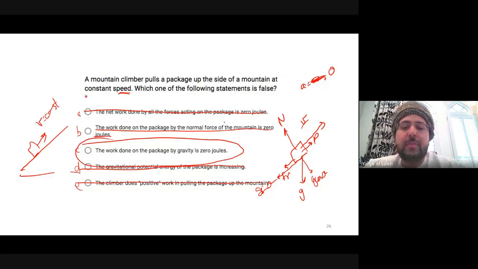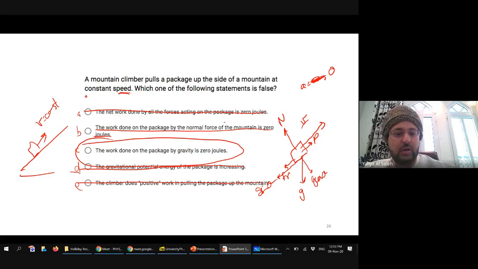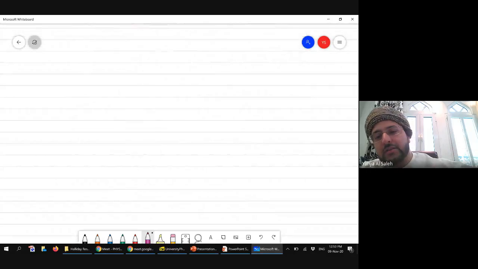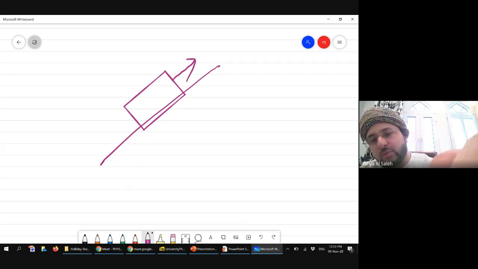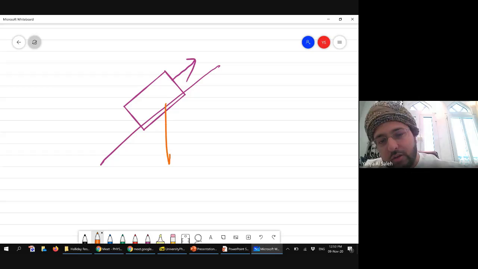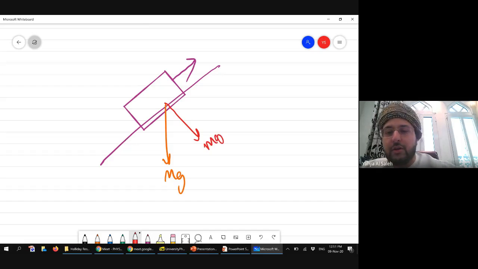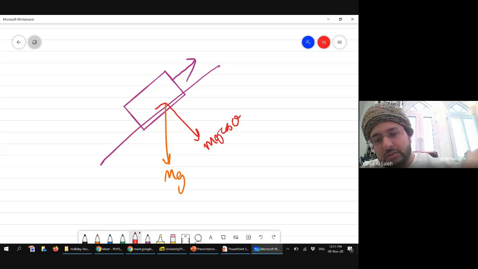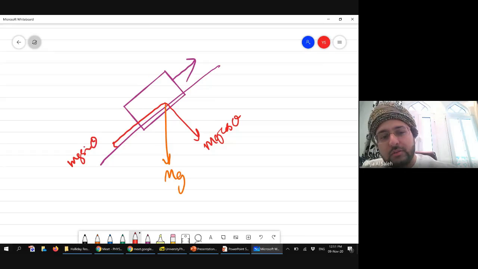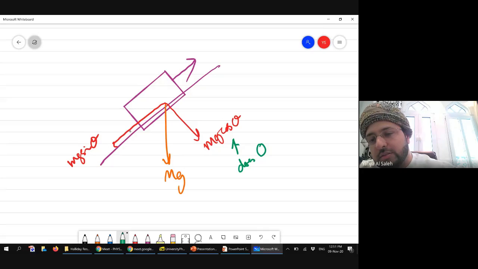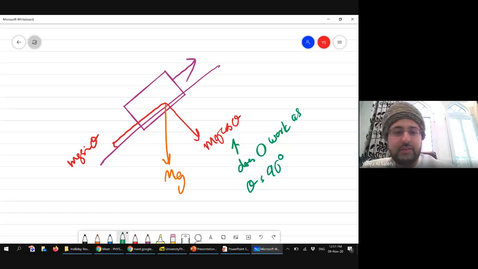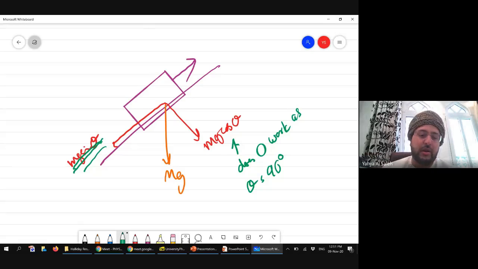The work done on the package by gravity is 0 joules. Why? Because if this is our box and it's moving in this direction, gravity is in this direction. So you have a cosine component and a sine component. The cosine component does 0 work as theta is equal to 90 degrees. But mg sine theta actually still does work because it's parallel to the direction of movement.